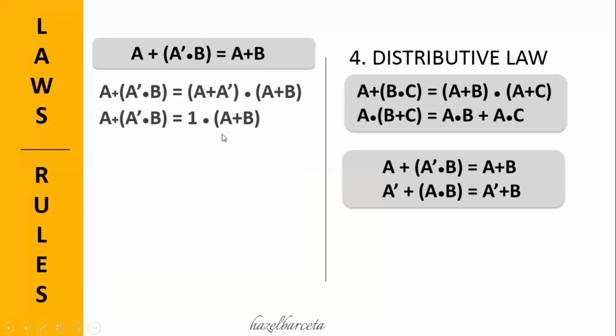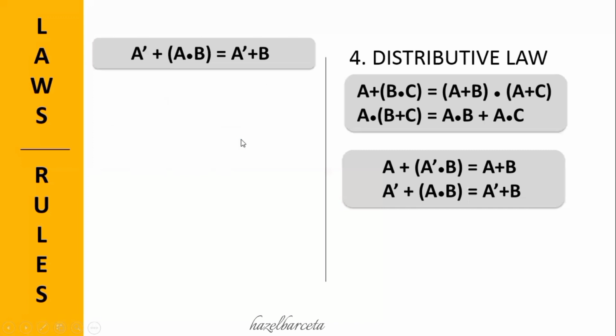But we also have that law, AND law. Dahil multiplication, stating A times 1 is equal to A. So, let this be A. Therefore, the answer is A plus B na lang. Therefore, A plus the quantity of A prime times B is equal to A plus B. Proven. Okay?